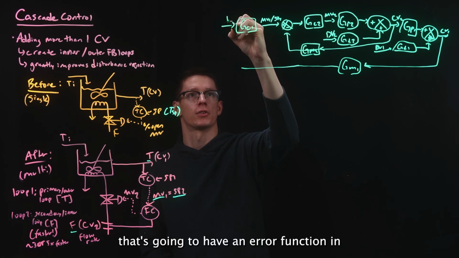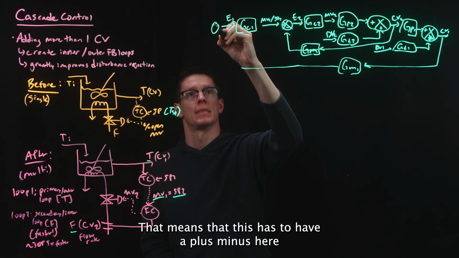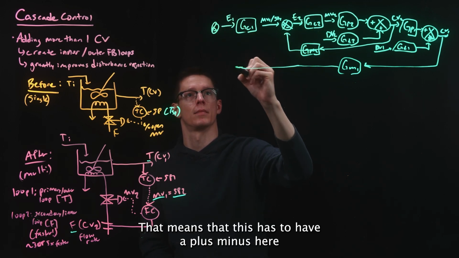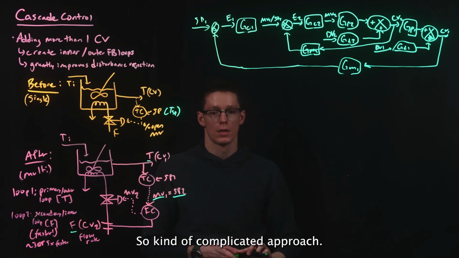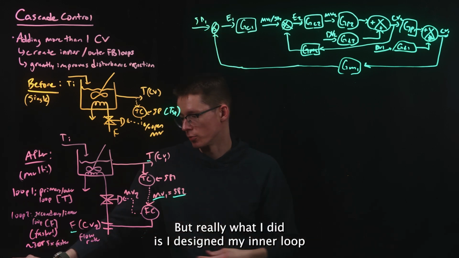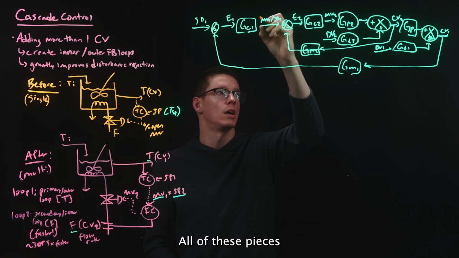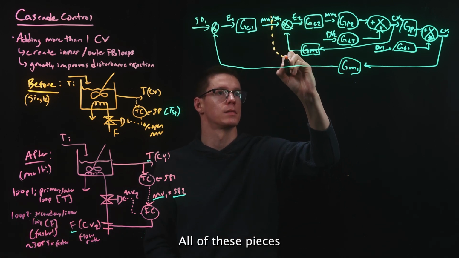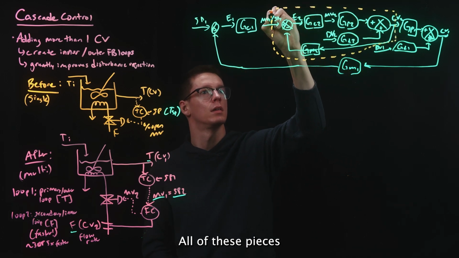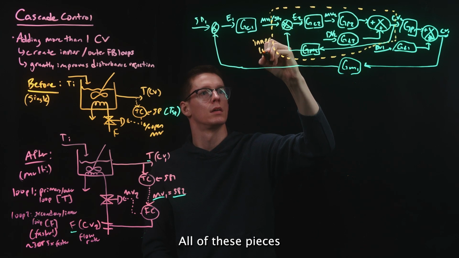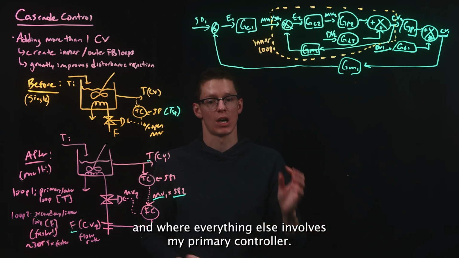That's going to have an error function in. That then will lead to error function 2. That means that this has to have a plus minus here for my feedback with set point 1. So kind of a complicated approach, but really what I did is I designed my inner loop, where the inner loop is going to be all of these pieces, or my secondary controller, and where everything else involves my primary controller.